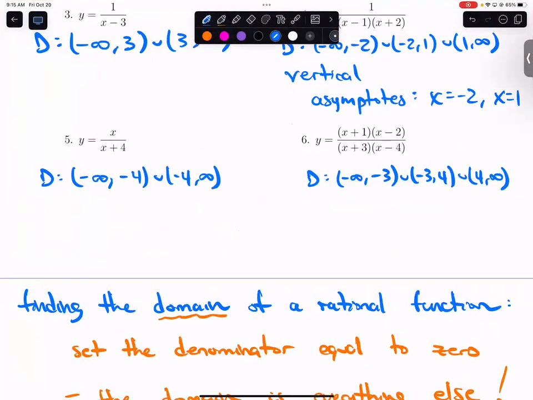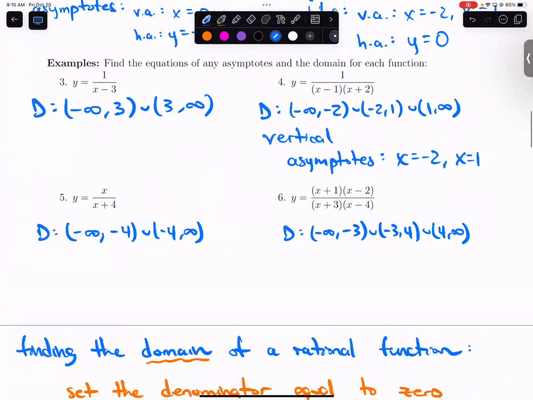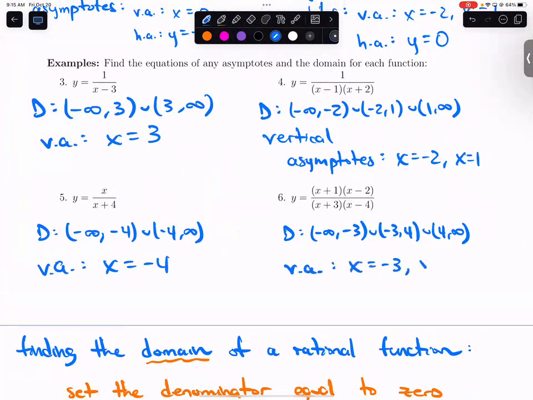Okay. The same thing happens for all the rest of these. So this has a vertical asymptote at x equals 3. This has a vertical asymptote at x equals -4. This has 2 of them at x equals -3 and x equals 4. They are lines, right? They're equations of vertical lines. That's why I'm writing the x equals every time. Watch out for that.